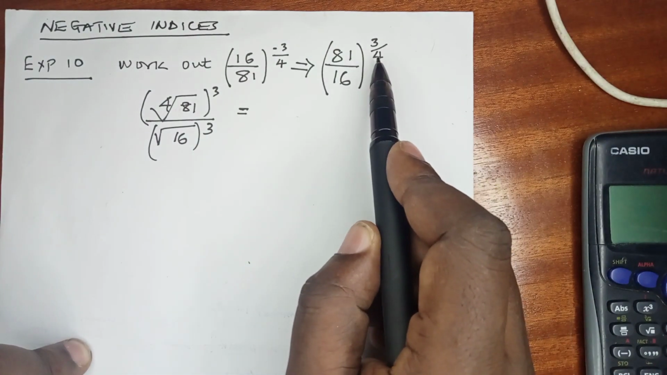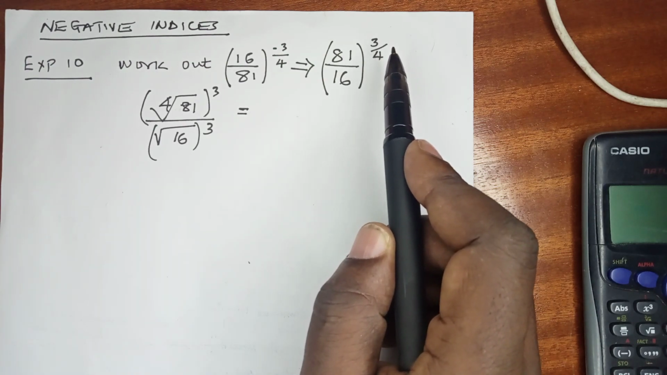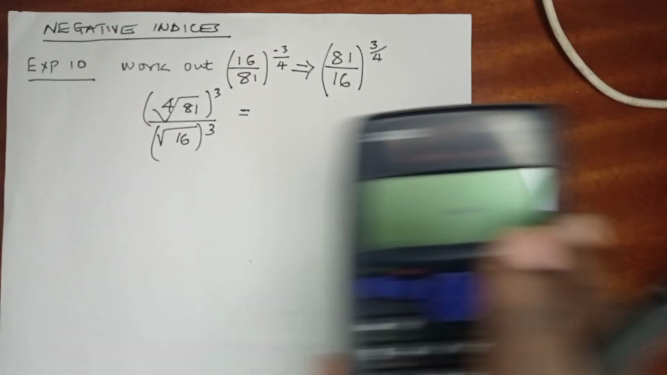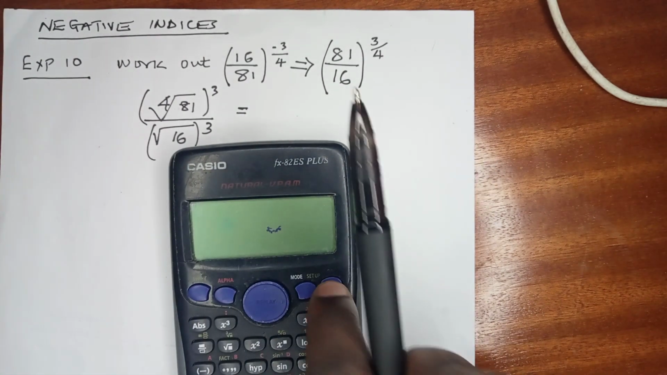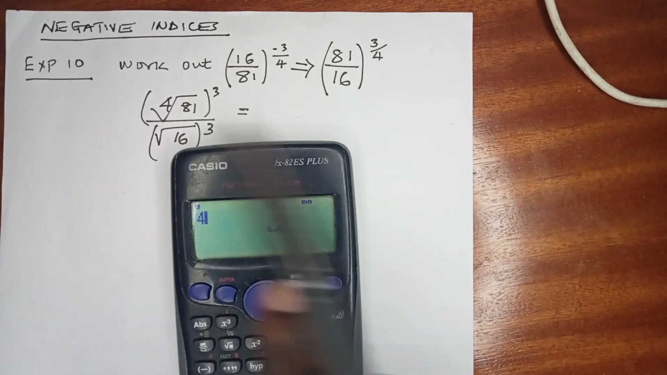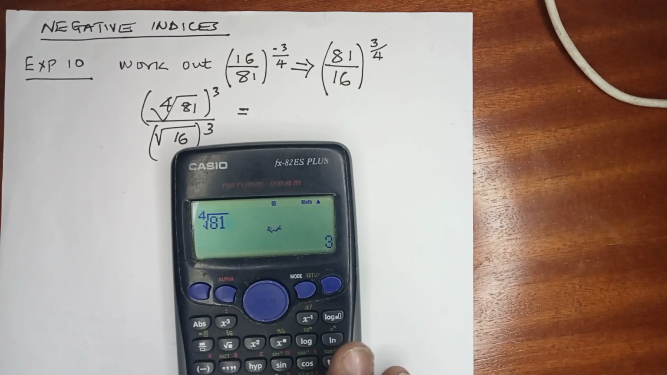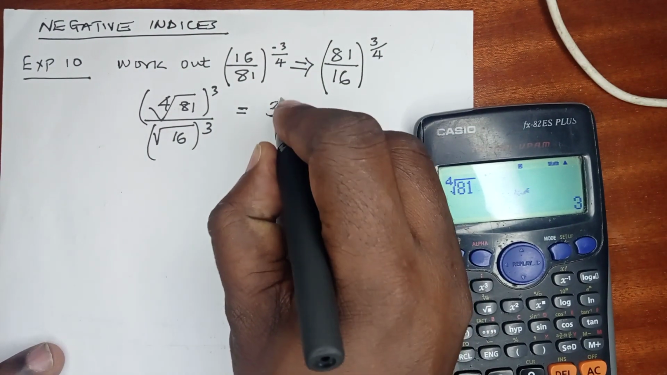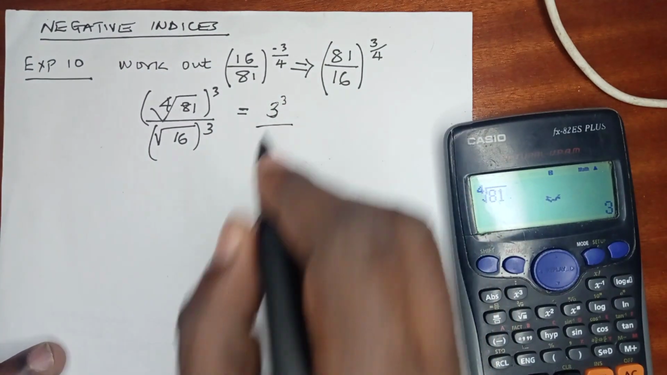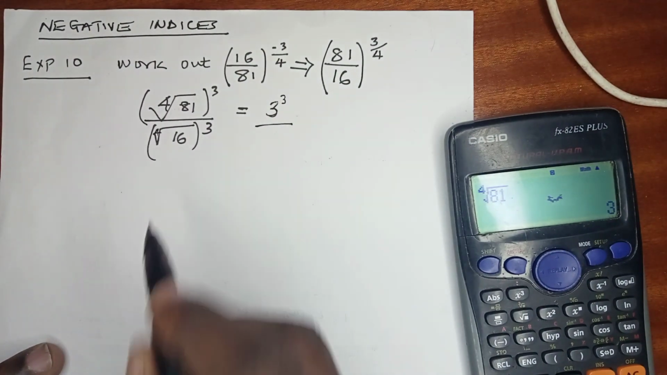Now that the 4 is at the denominator of the index, we have to look for the fourth root of 81, which is 3. And this 3 cubed is now 27. So we're going to have 3 cubed all over the fourth root of 16. There is the fourth root of 16.